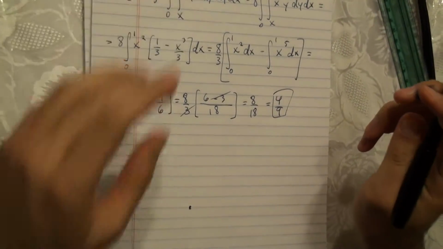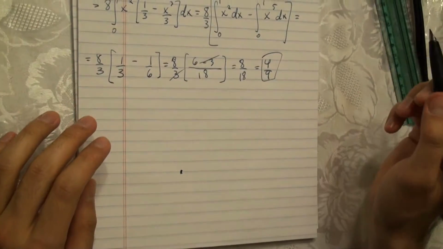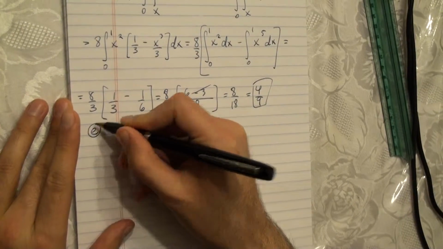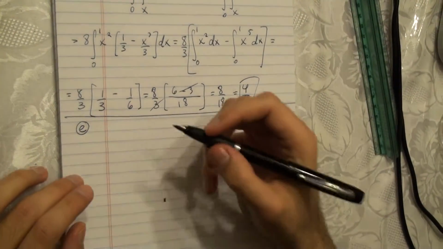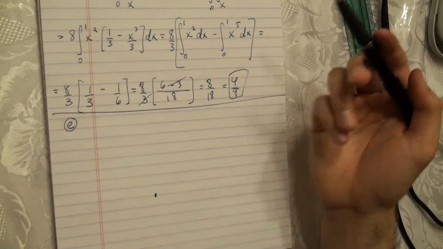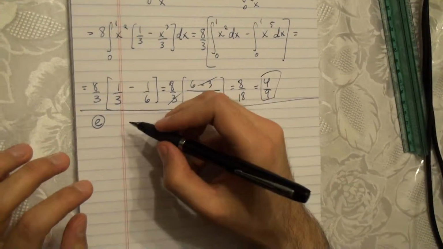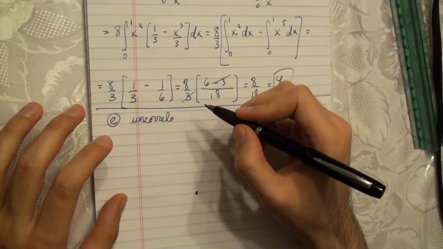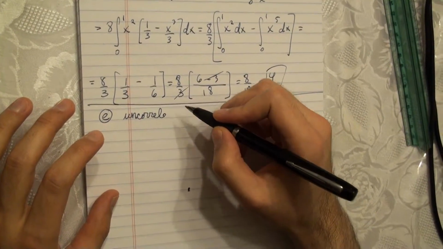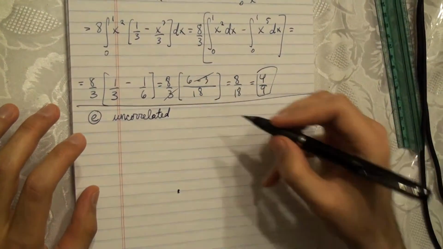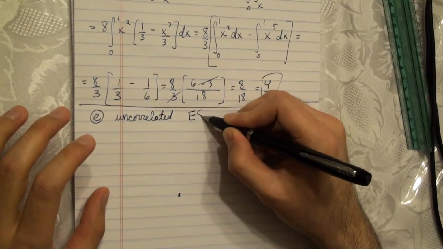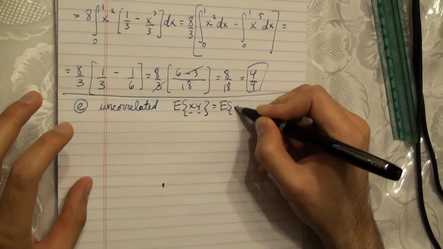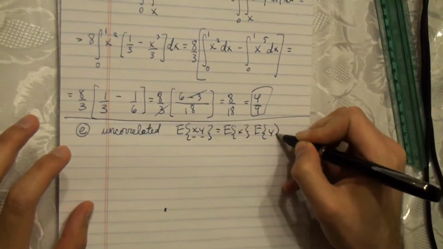Okay, now we do part E. So what does part E ask us? Part E says, prove or disprove that x and y are uncorrelated. So E wants to find whether or not x and y are uncorrelated. So the condition for uncorrelated: the expected value of xy must be equal to the expected value of x times the expected value of y.